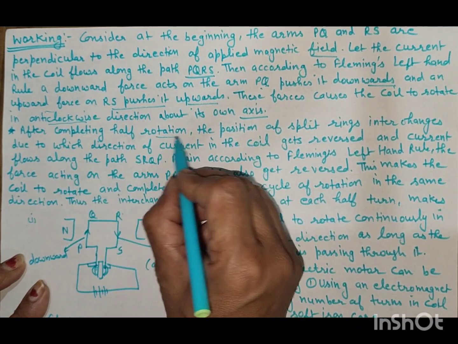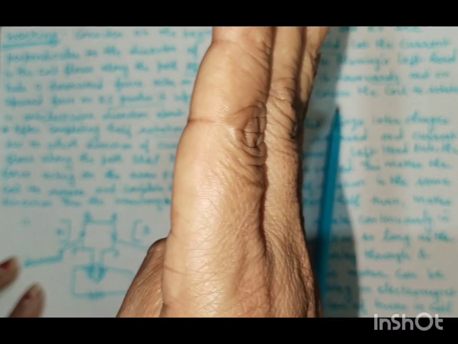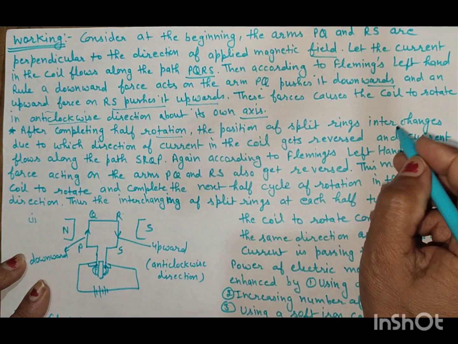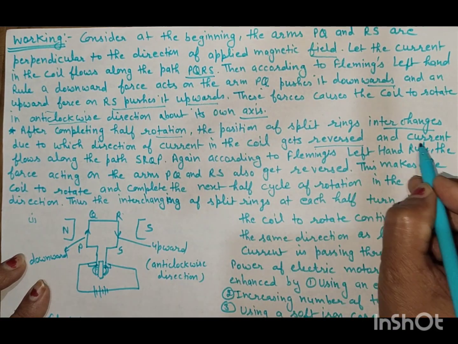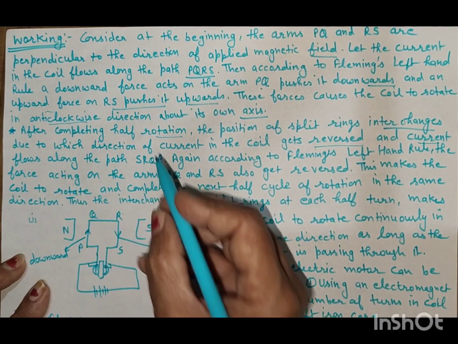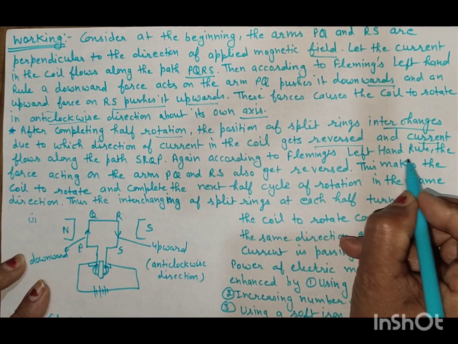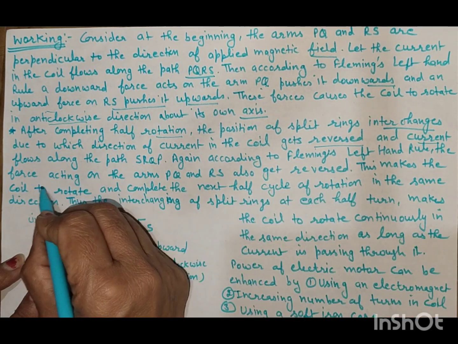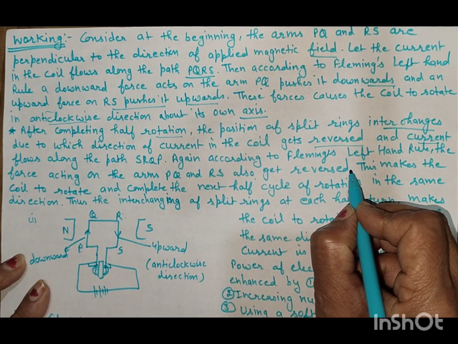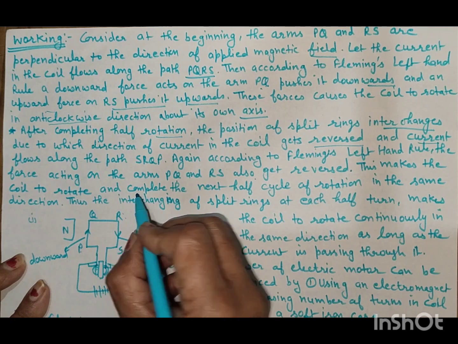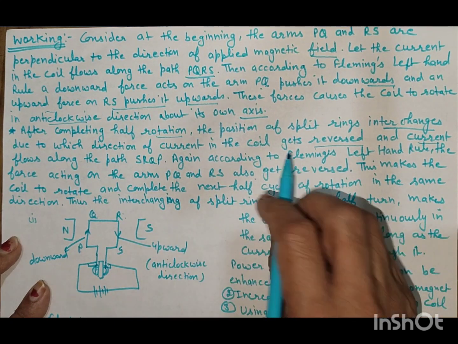After completing half rotation, it will again move due to the split rings interchanging, due to which the direction of current in the coil gets reversed and the current flows along the path SRQP. Again, according to Fleming's left hand rule, the forces acting on the arms PQ and RS also get reversed. This makes the coil rotate and complete the next half cycle of rotation in the same direction.